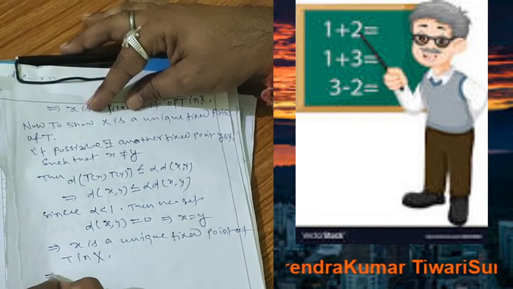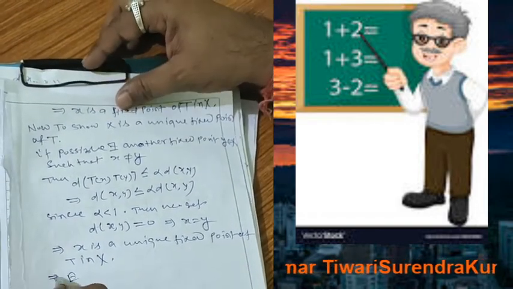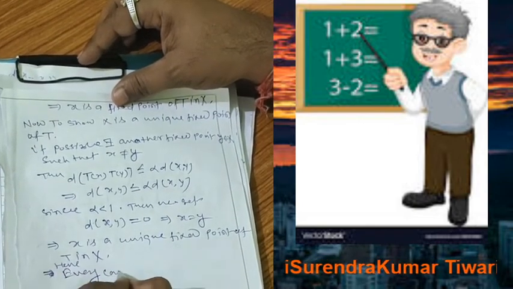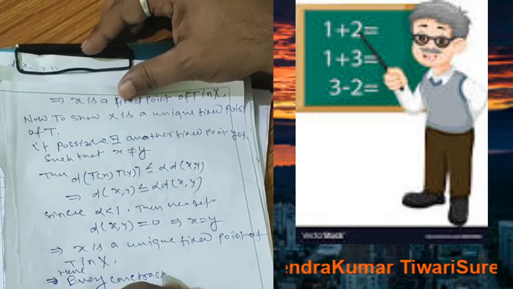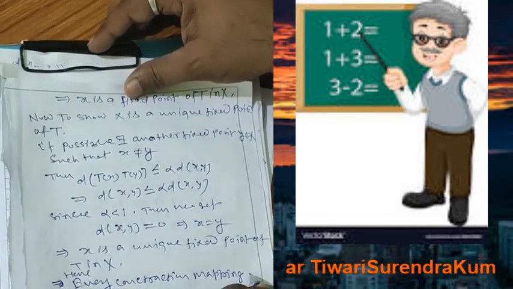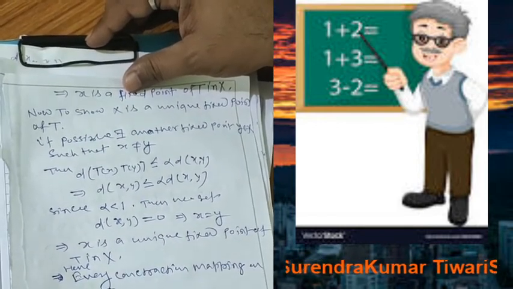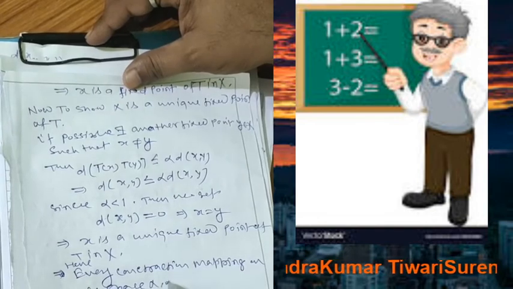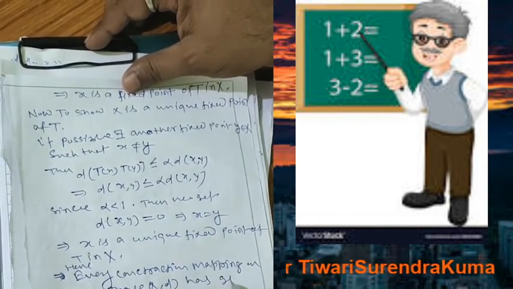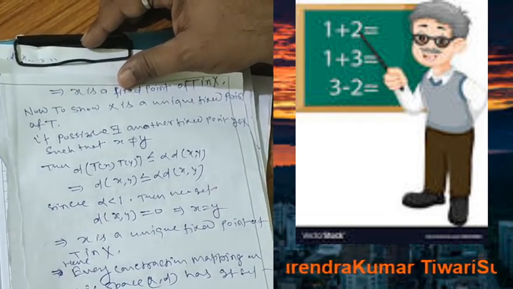Hence, every contraction mapping on the metric space (X, d) has itself a unique fixed point in X.